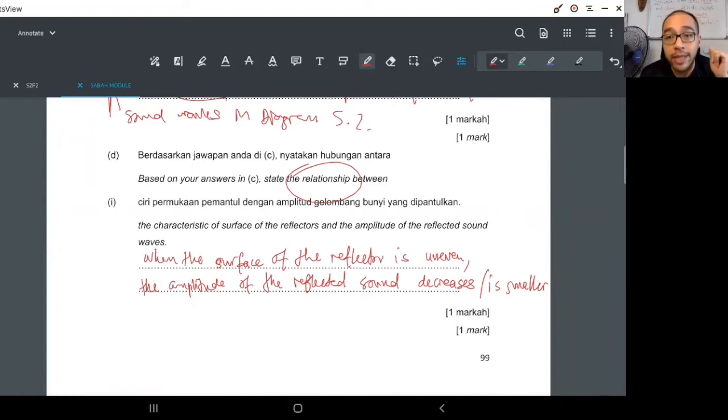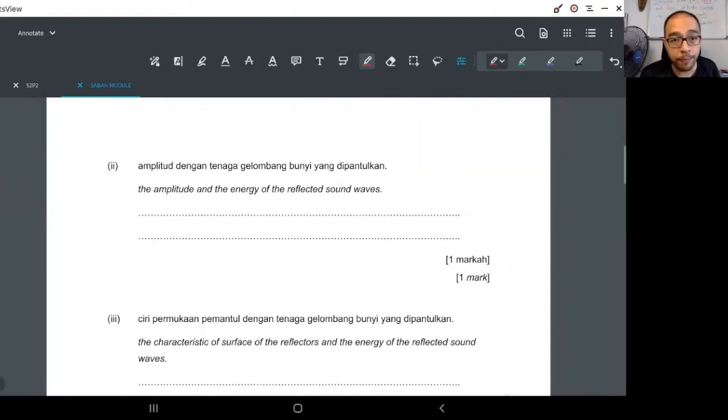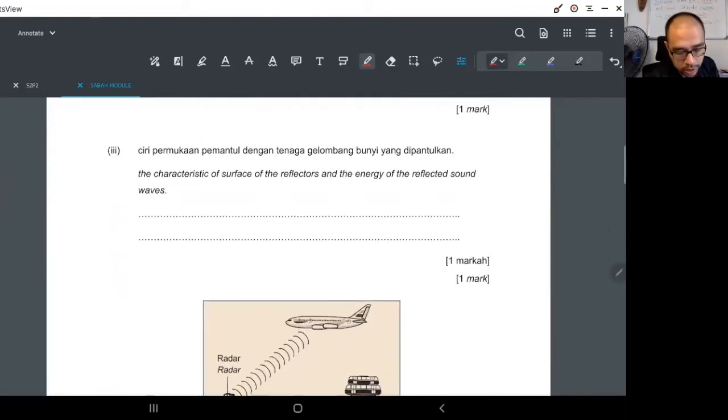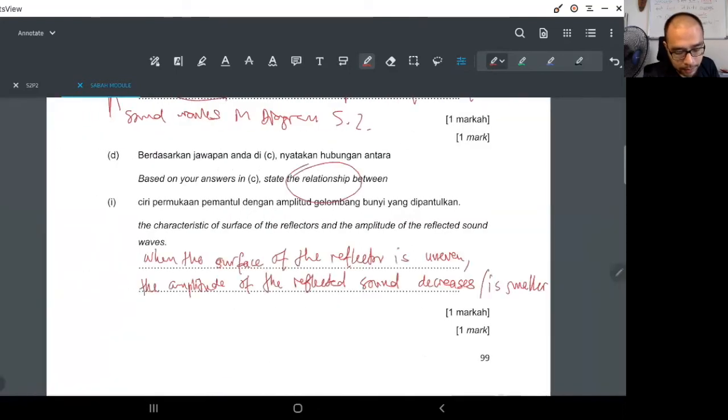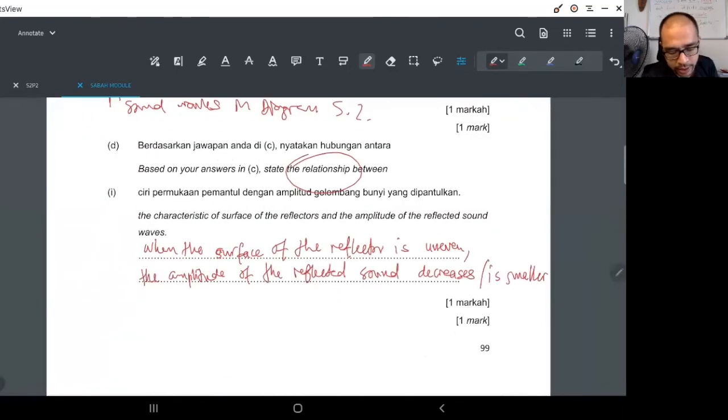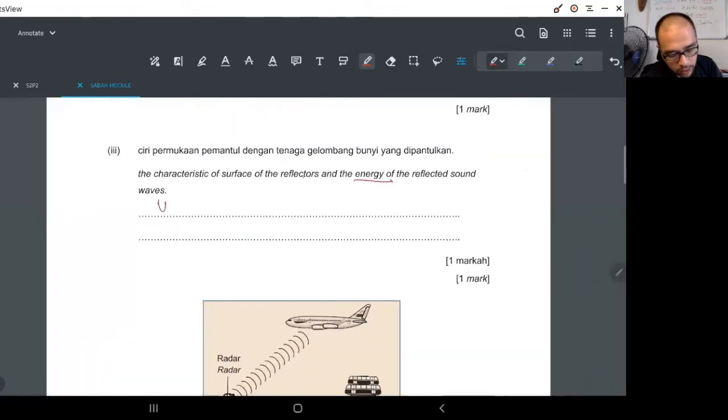Use this. But for this question, it's a little bit special. We talk about the characteristic instead, so we have to write it in a different way. The amplitude and the energy: the bigger the amplitude, the bigger the energy. Definitely. The characteristic of the surface of the reflectors and the energy, you kind of have to write the same thing again. When the surface of the reflector is uneven, less energy.